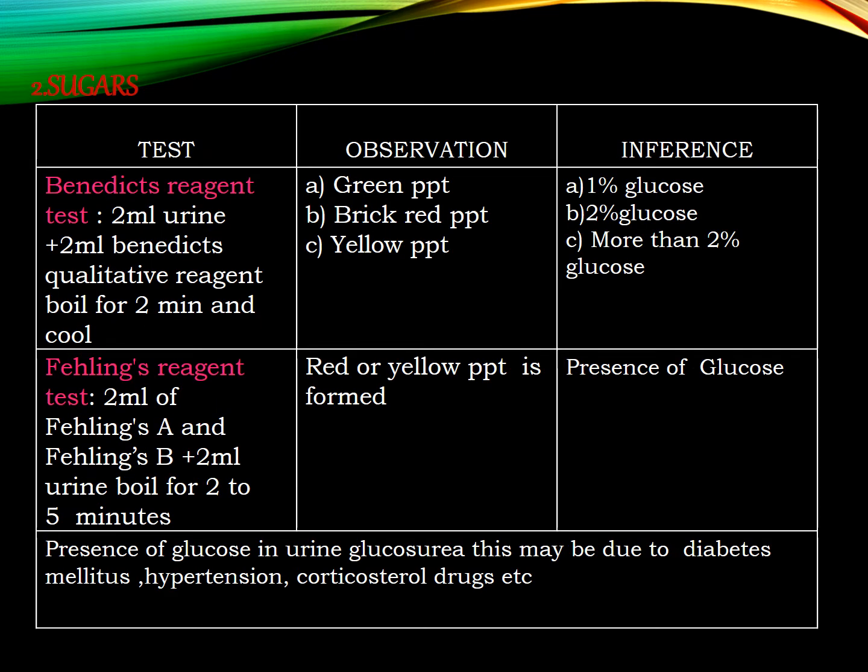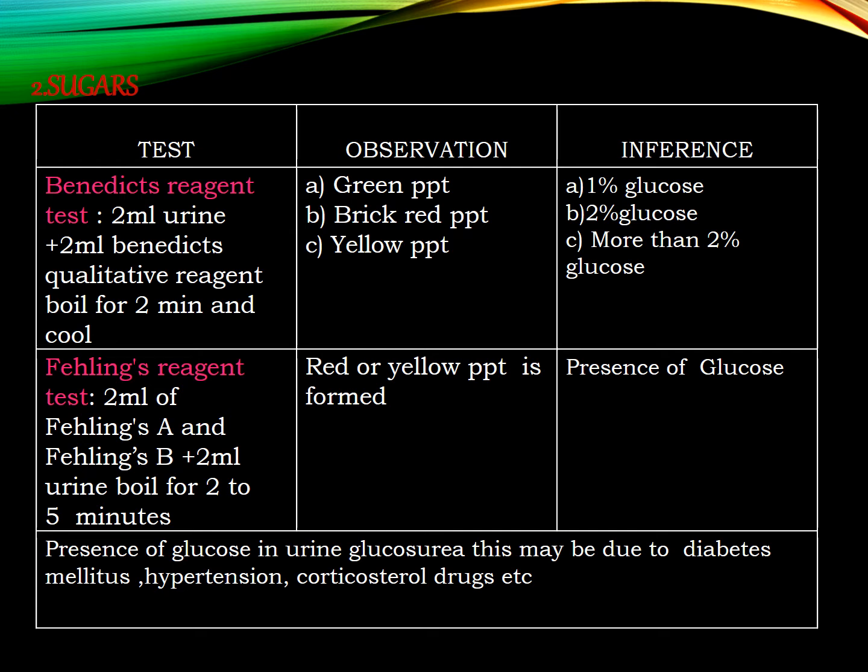Next is the determination of sugar. We are all familiar with these two tests, that is Benedict's and Fehling's test. In Benedict's test, to 2 ml of urine, add 2 ml of Benedict's reagent and boil for 2 minutes and then cool, and it may produce a green precipitate, brick red precipitate, or yellow precipitate. The green precipitate indicates the urine contains 1% glucose, the brick red precipitate indicates 2% glucose content, and the yellow precipitate indicates more than 2% glucose.